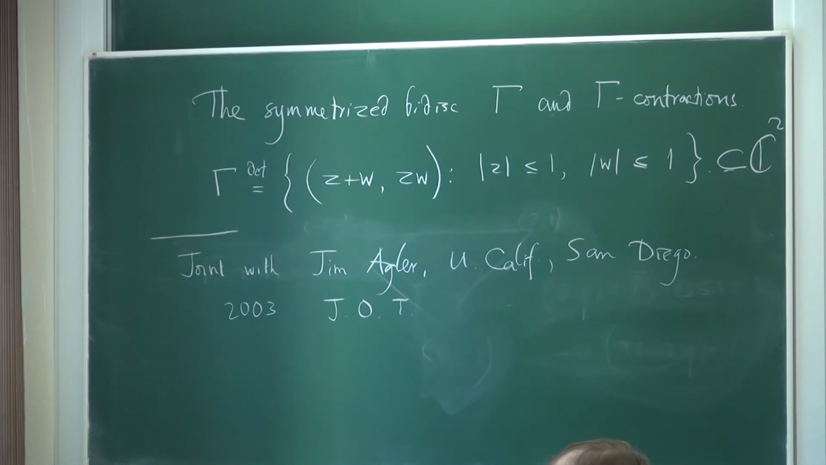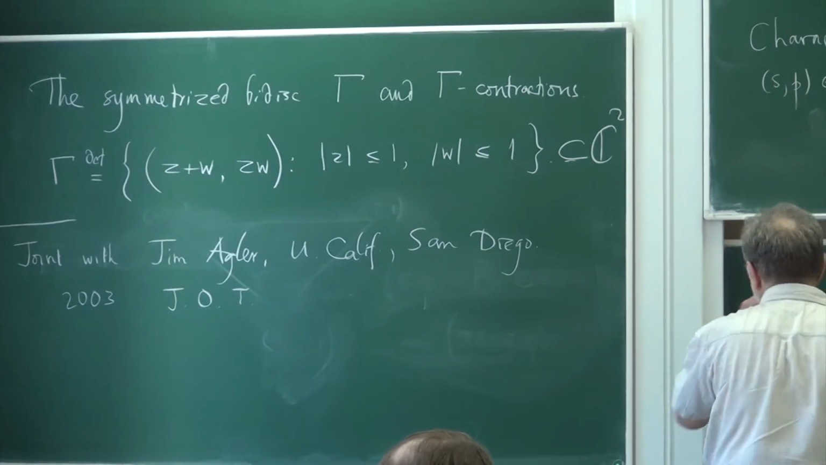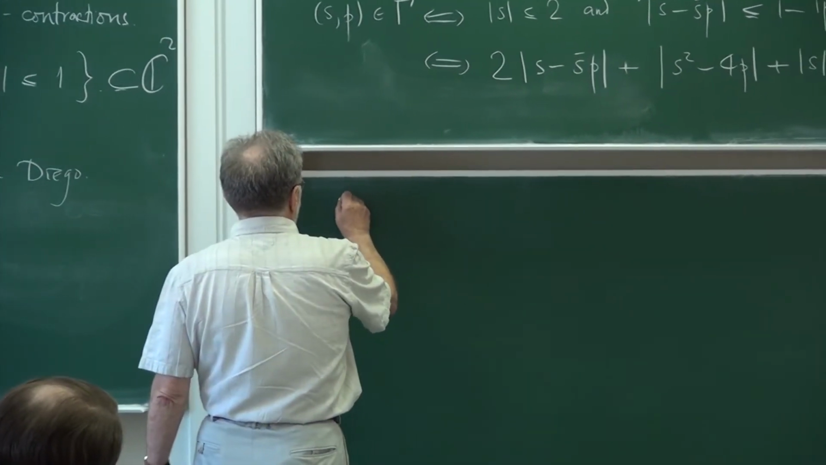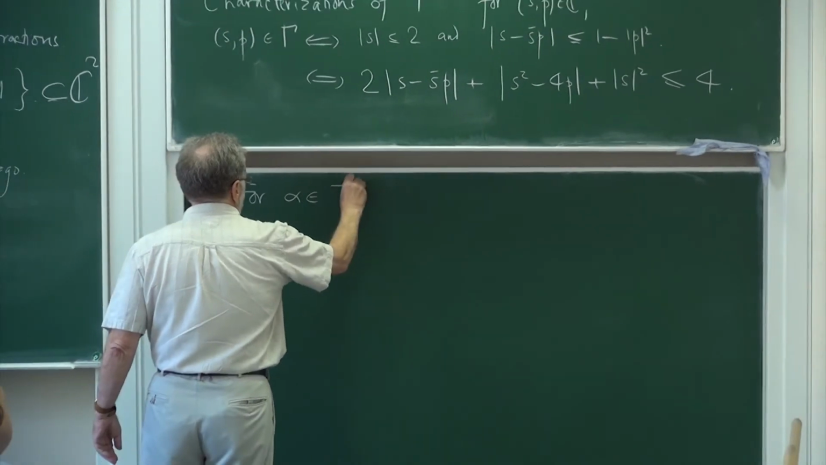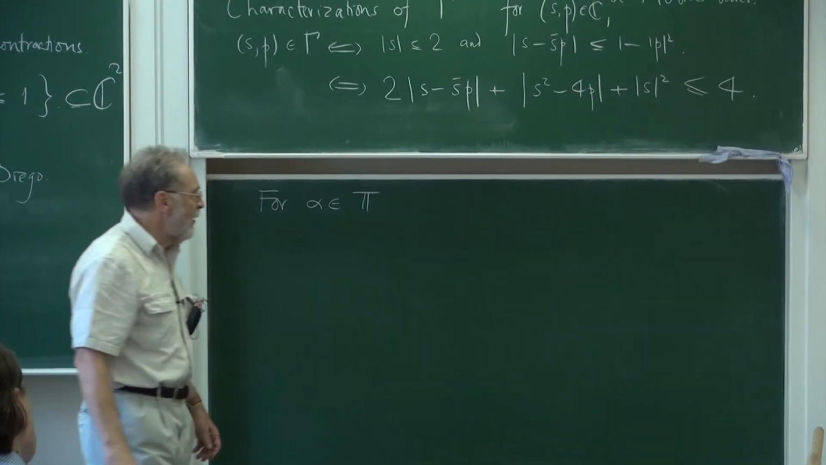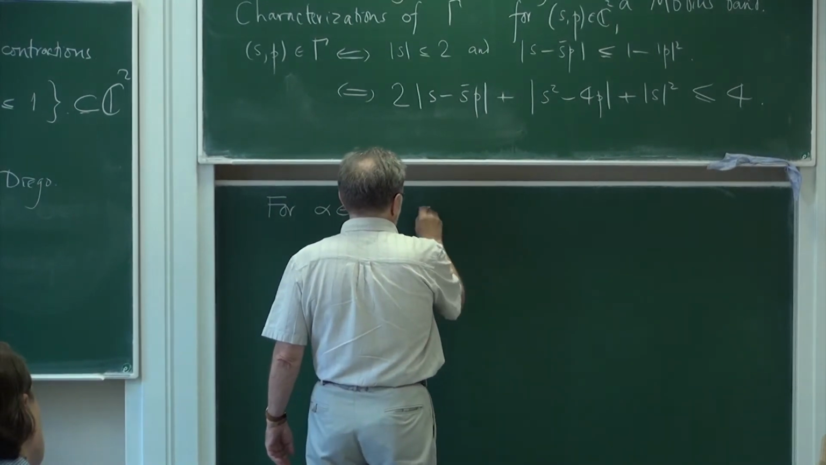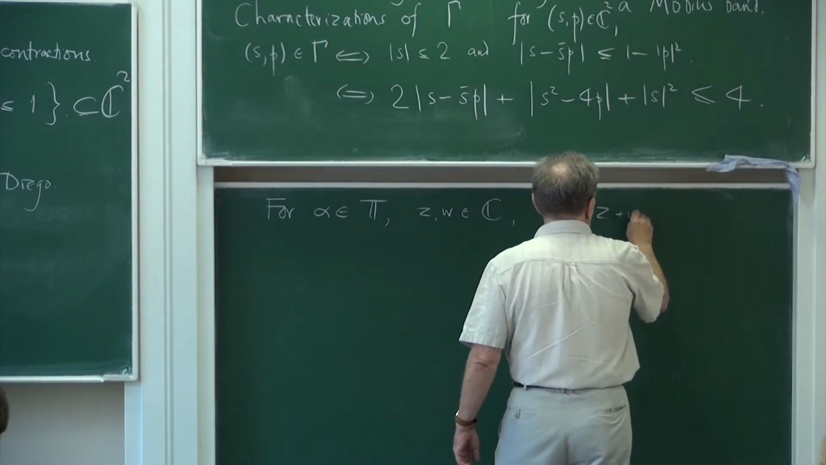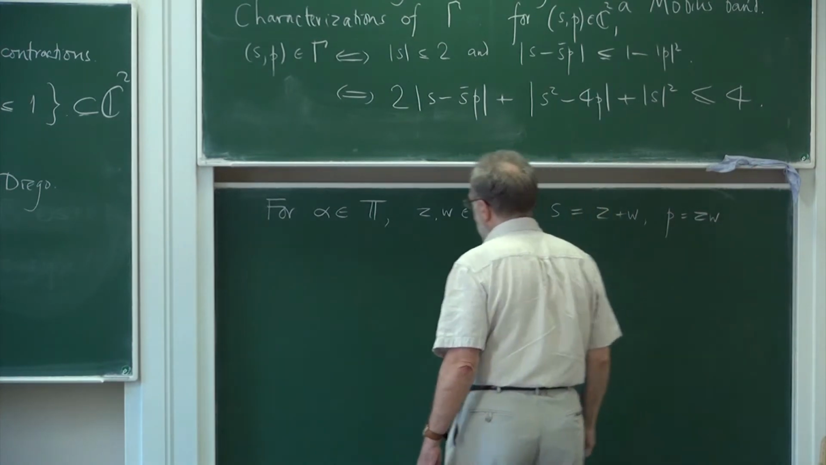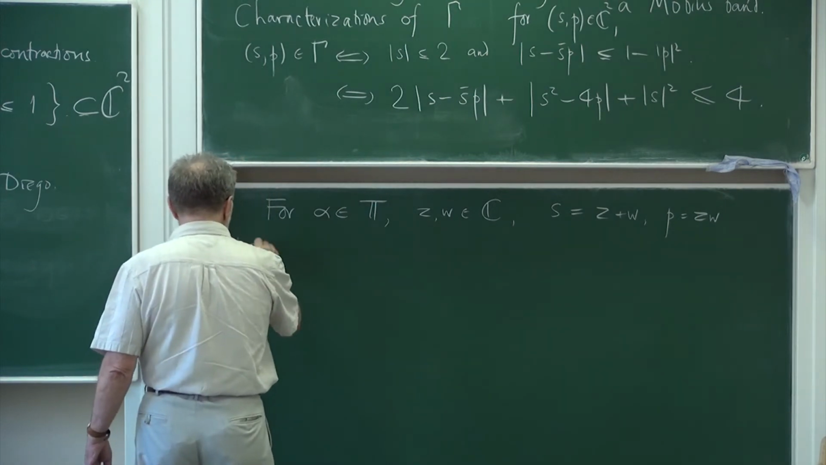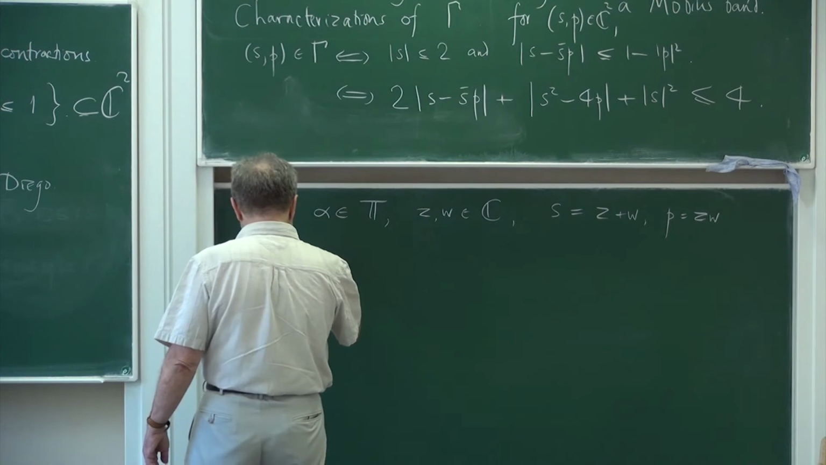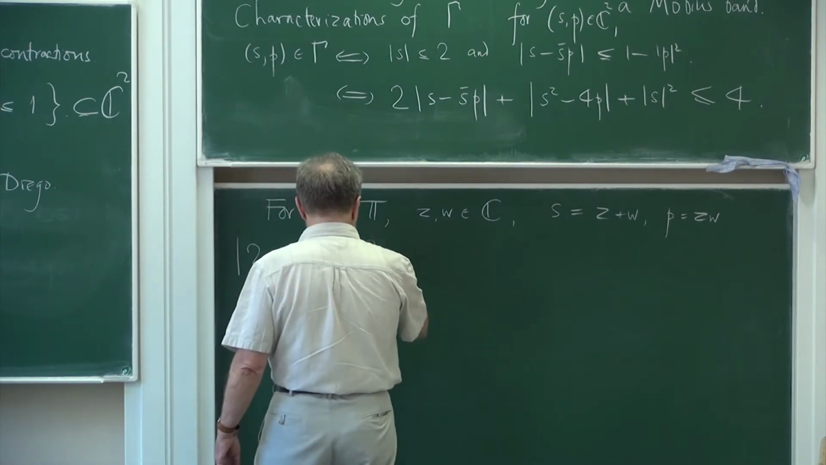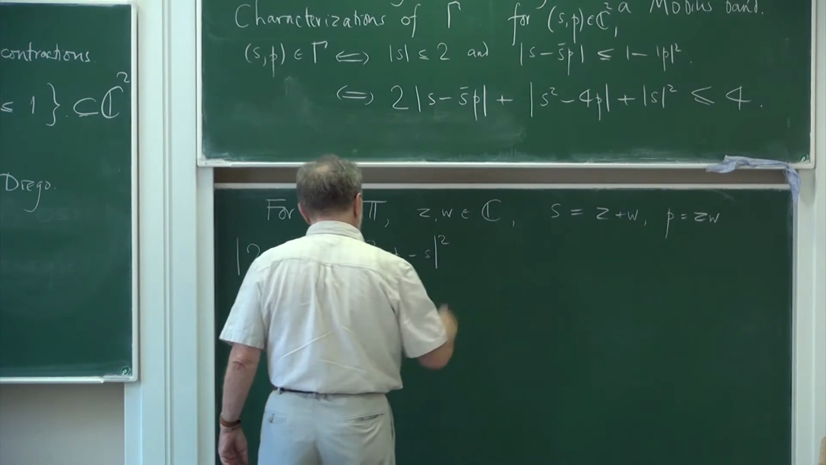So here's something elementary again. If you have a complex number of unit modulus, alpha, and z, w, any old complex numbers, and if you put s equals z plus w and p equals z times w, and you look at this quantity, 2 minus alpha s, all squared, minus 2 alpha p minus s, all squared.